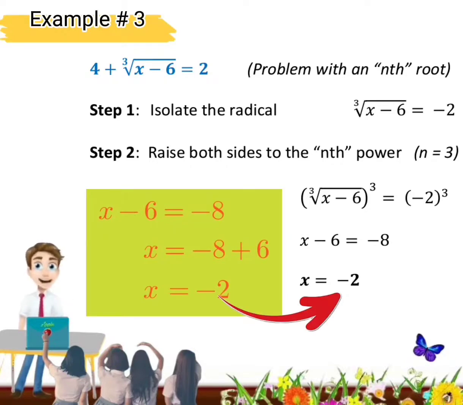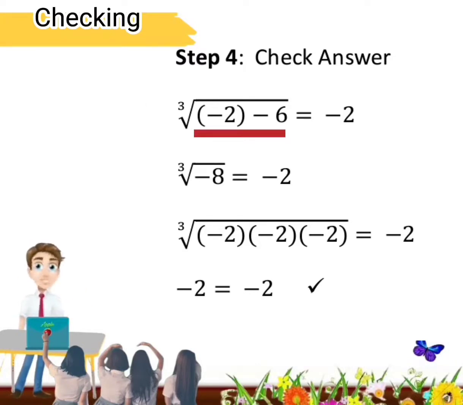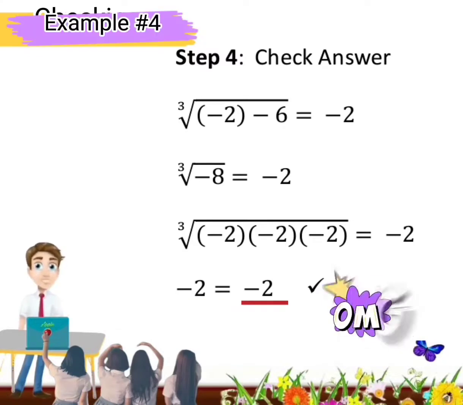answer is negative 2. So for the checking, we are going to replace the value of x with negative 2. So that is the cube root of negative 2 minus 6 equals negative 2. And then adding negative 2 and negative 6, that is negative 8 equals negative 2. And the cube root of negative 8 is equivalent to negative 2. So therefore, negative 2 is equivalent to negative 2.